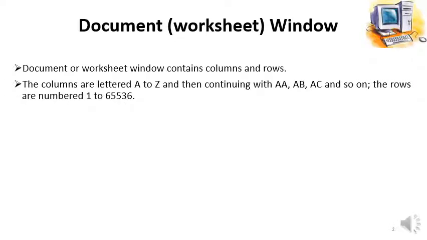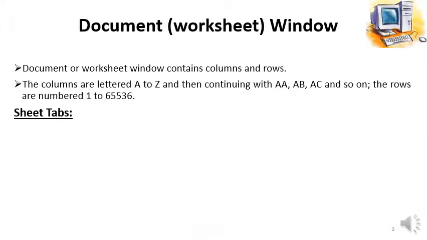The columns are lettered A to Z, capital A to capital Z, and then continuing with double A, AB, AC, and so on. After AZ, it will start like BA, BB, BC, and up to BZ, and so on. The rows are numbered from 1 to 65,536. This is only in the old versions of Microsoft Excel, like the 2003 version. In the latest versions, they provide even more columns and more rows in a single worksheet.